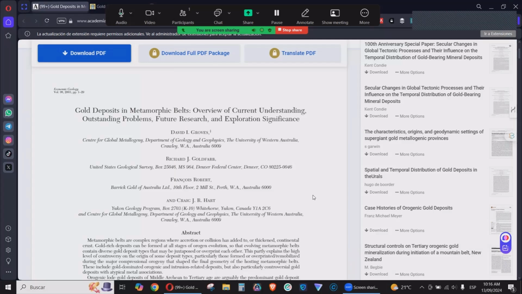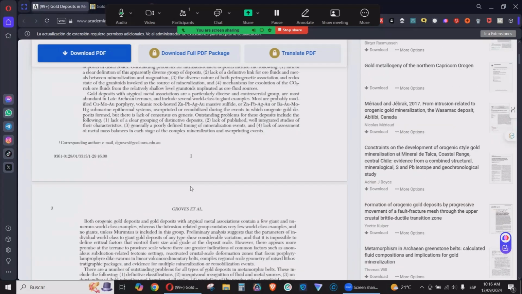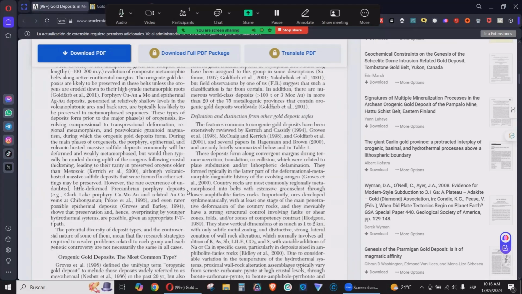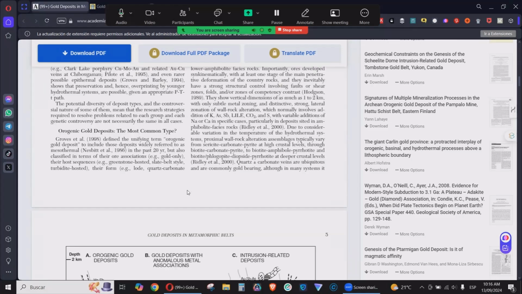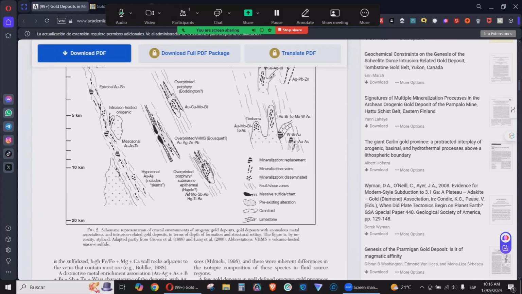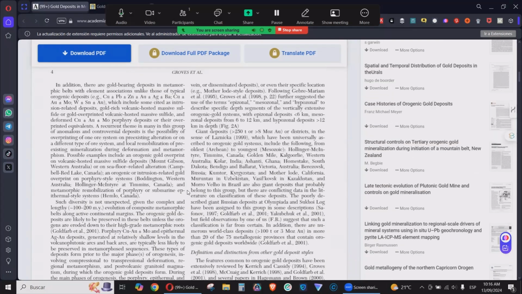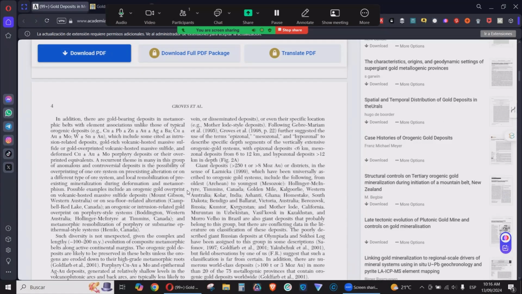Let's say, for example, that I just received a link with this paper, Gold Deposit in Metamorphic Belts, an overview, outstanding problems, etc., etc. It's a very long report, and it looks very interesting. Before I decide, okay, I'm going to spend half an hour or even more reading this paper or analyzing it using other AI tools, what I do is I just go here to this little icon here which says Recast.